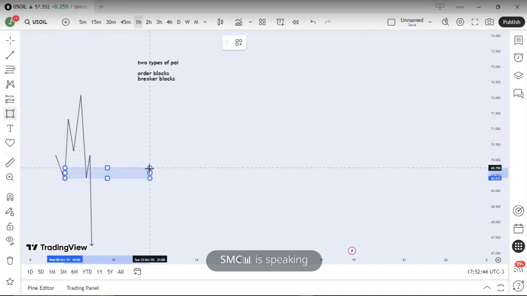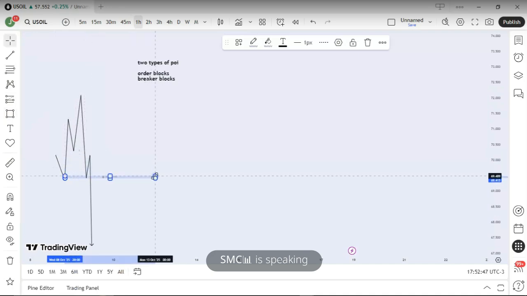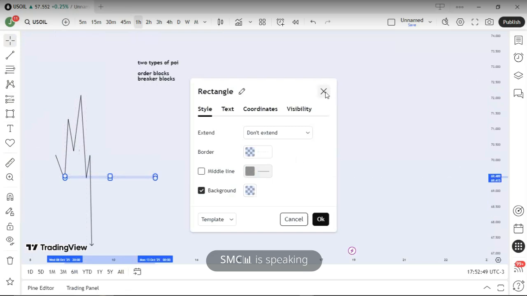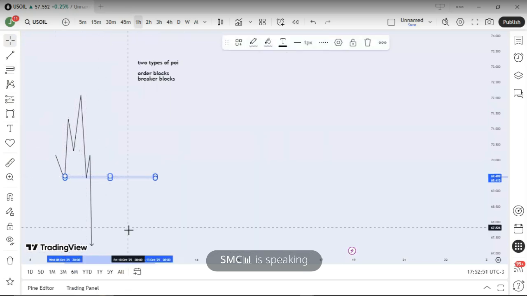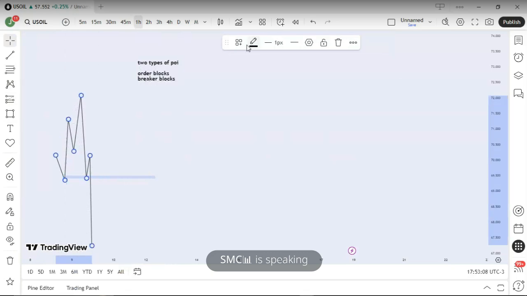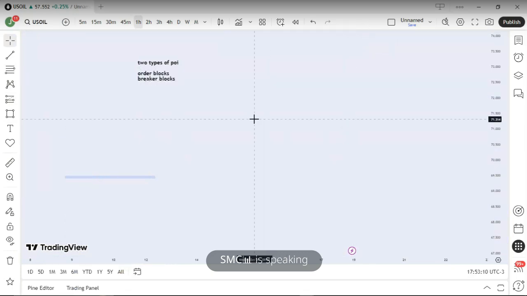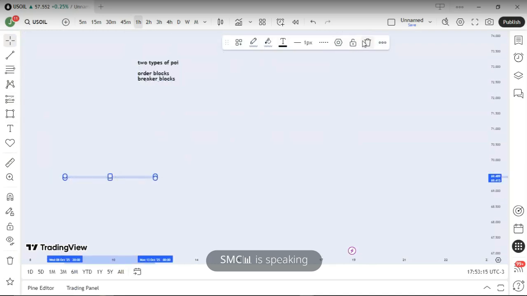Whenever there's a breaker block, instead of trading from here again, what you do is wait for price to come back to this zone, the order block that failed. You wait for price to come there, then sell. There are a lot of criteria to it too, so I'm going to explain. Understand? Now let's get back to the other blocks. I'll talk about the continuation later.